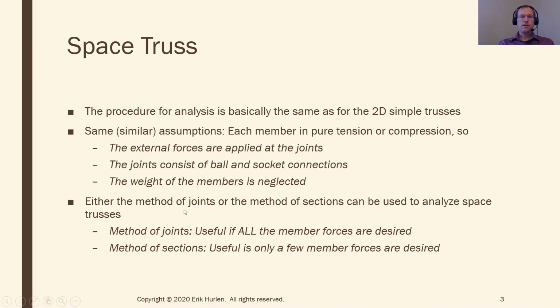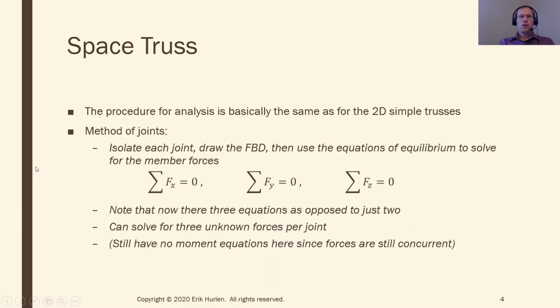And then you can use either method, joints or sections, just like we did in 2 dimensions. Joints is useful if you want all the member forces. Sections is useful if you only want a certain amount. So same sort of thing is going to happen for each of those. Same kind of procedure. So method of joints, again, same procedure. I look at each individual joint. So I isolate one particular joint, and then I draw the free body diagram where each member is replaced by some internal force going in that same direction.